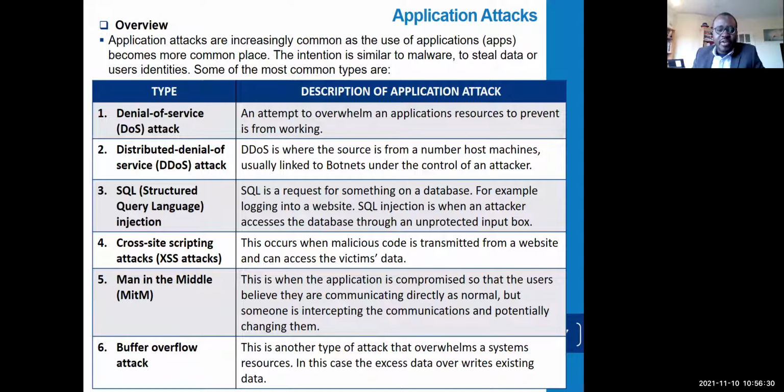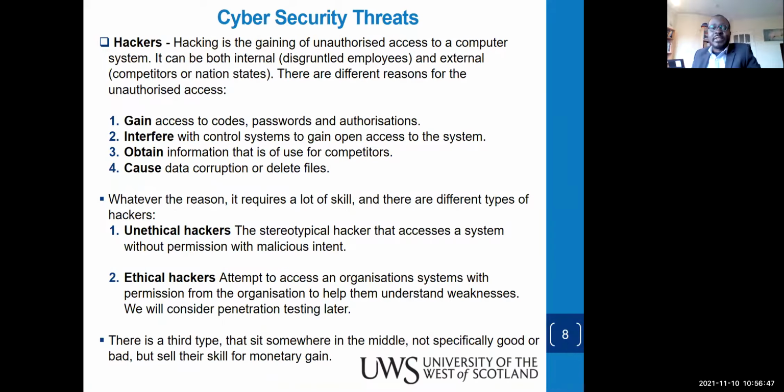We also have the buffer overflow attack. It's a type of attack. It will overwhelm your system's resources. Now, in this case, excess data will override existing data. So they plug in an excess overflow of data, and at the end of the day, the one you need to work will not function. Okay.